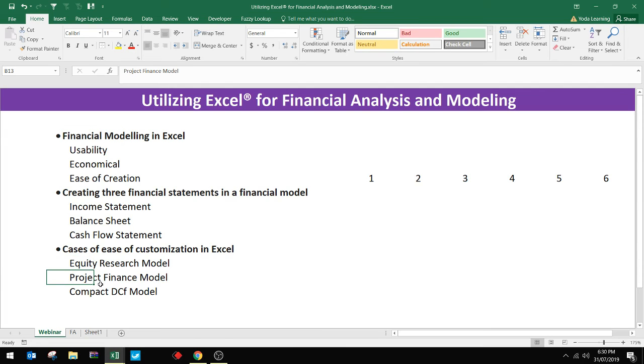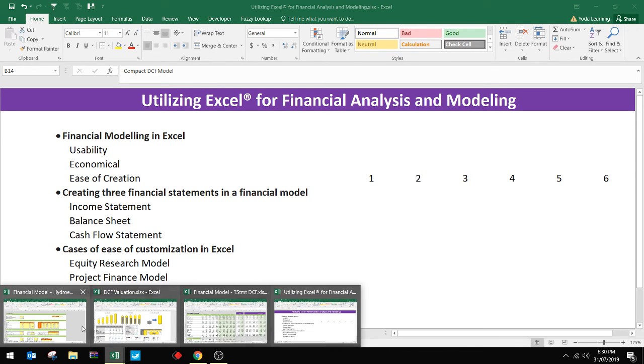For project finance, the time frame is really long. It goes up to 10 to 20 years or maybe even more. And in that case, you don't tweak each and every line item like you do in research. You simply add the assumptions at the very beginning. Or in a third case, how about a compact DCF model? Your boss does not want to look at multiple sheets. He just wants one sheet in order to make his investment decision. So let's understand by looking at each one of them.